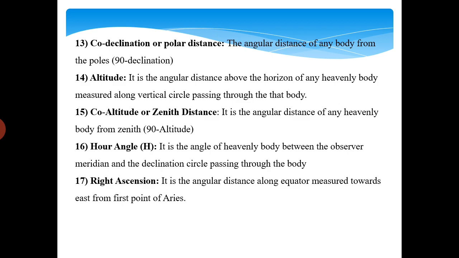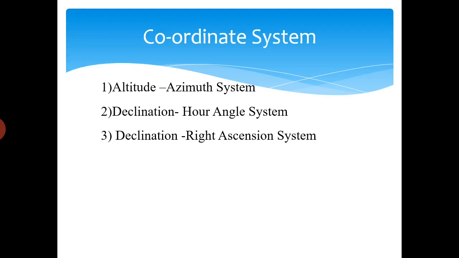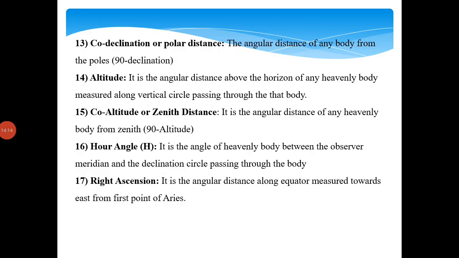The next term is co-declination. Co-declination is the angular distance of any body from the poles. Here, co-declination is equal to 90 degrees minus declination. The next one is altitude.